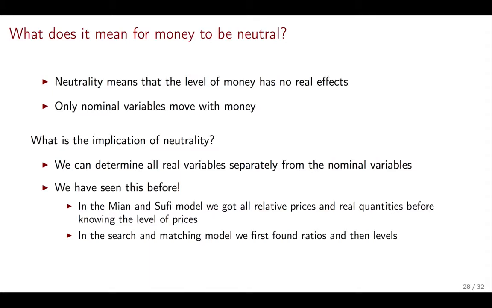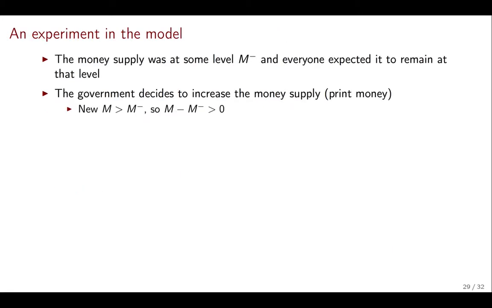And we also had an example in the search and matching model. Although we didn't have any nominal variable, it is also a case where we can figure out first what the ratios are, ratios like the market tightness, and then look at levels. So it's a very similar set of results to the ones we find here in money neutrality, where we can know what happens to relative prices, we can know what happens to real quantities without necessarily knowing what the level of money is.